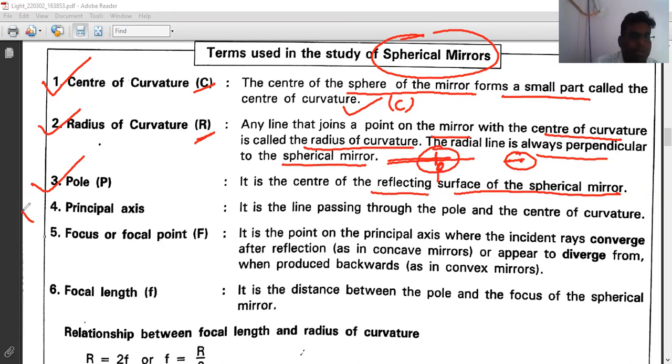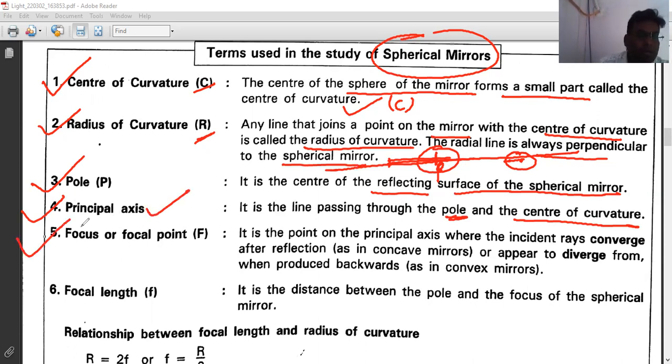Next point is the principal axis. It is the line passing through the pole and the center of curvature. So this line will be called the principal axis, right? On it we mark the pole, center of curvature, and focus. This is the main point on which we mark the focus, right?